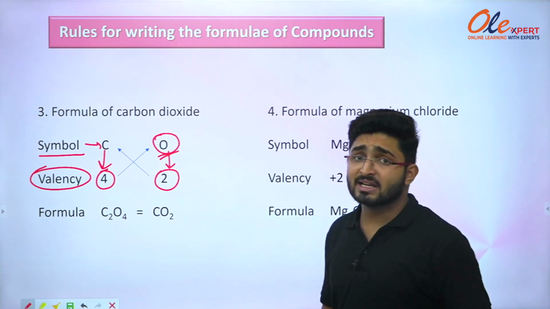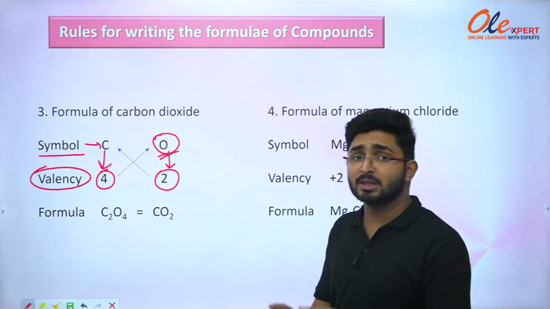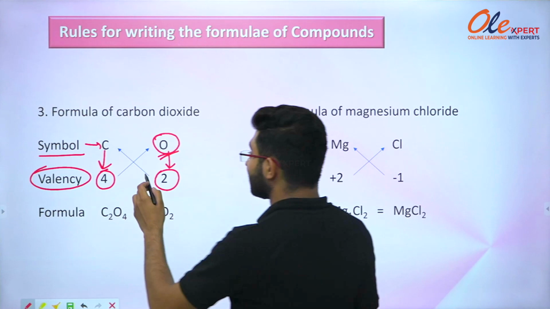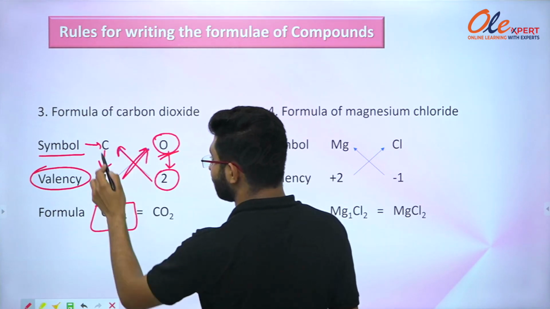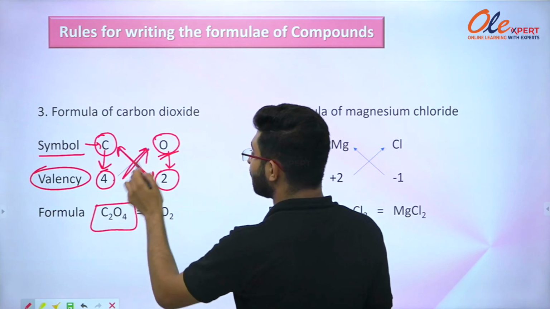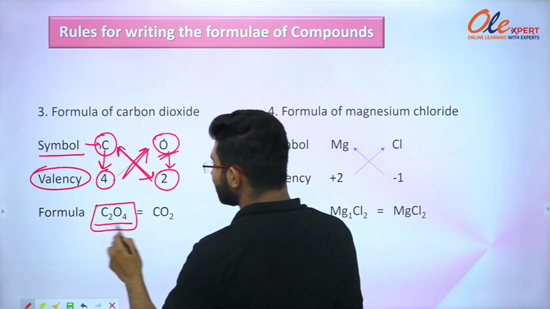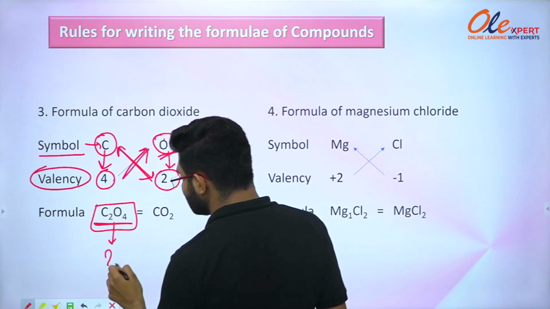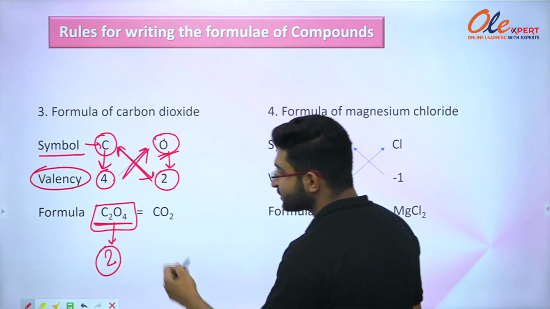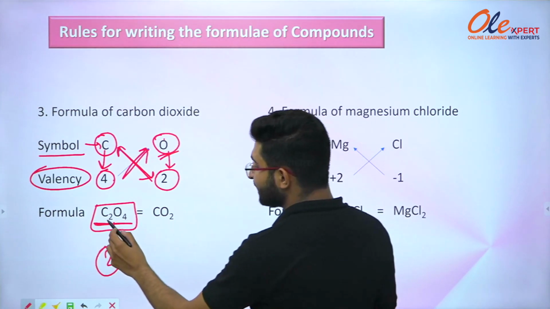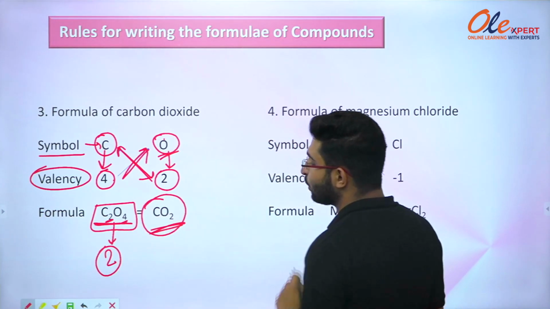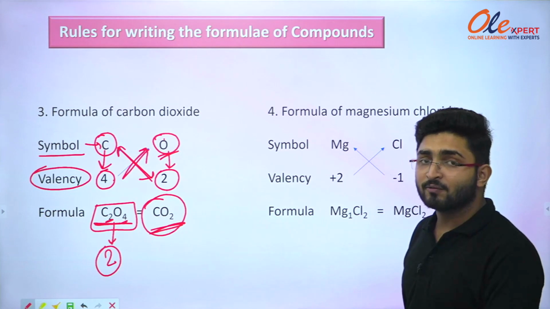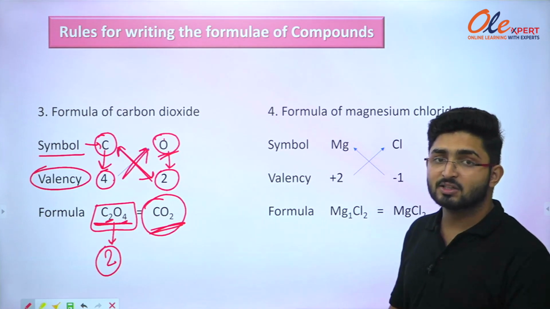Now after writing the valency, we will interchange the valencies with both the atoms. After interchanging them, we will find the formula as C2O4. Okay. Now you can see there is a common factor of 2 between both. So we will just divide by that, and after dividing 2 and 4 by 2, we will get the final formula as CO2. That means the final formula of carbon dioxide is CO2.